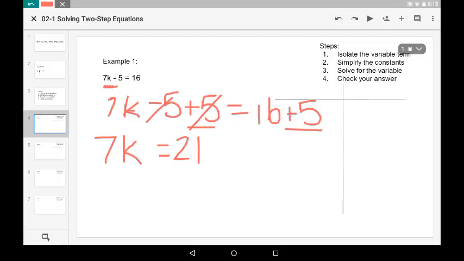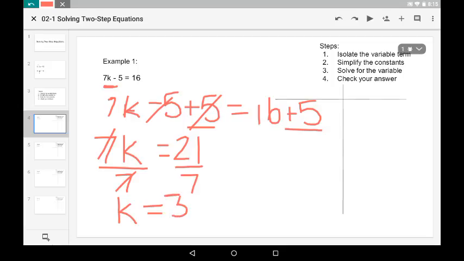So now we're left with a one-step equation. We've done the first step, and now we only have one left. 7 multiplied by k equals 21, so we're going to divide both sides by 7. That will cancel it on this side, and we'll have that k is equal to 21 over 7, which is 3.